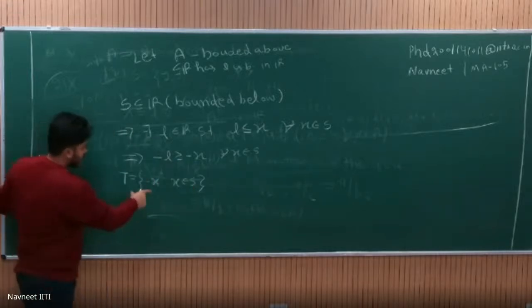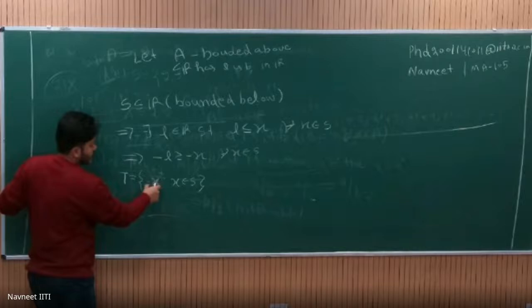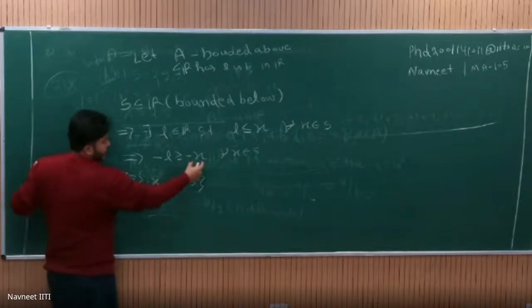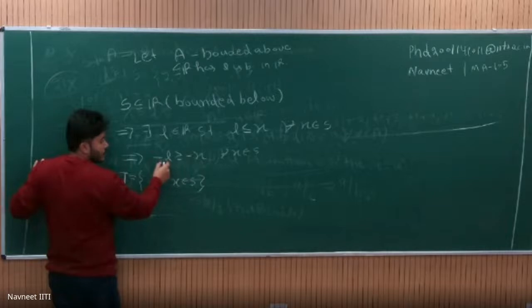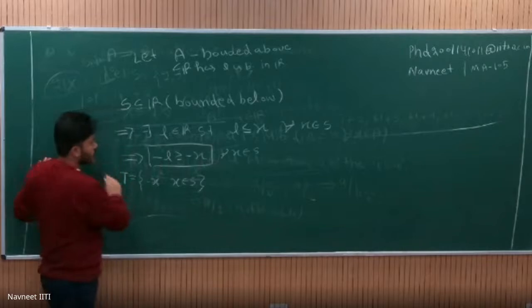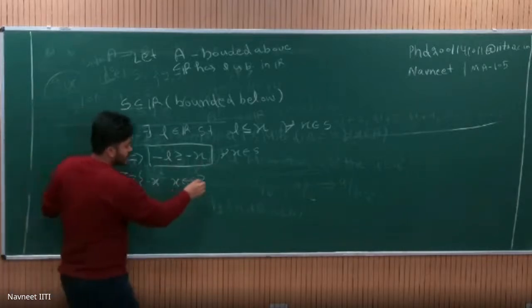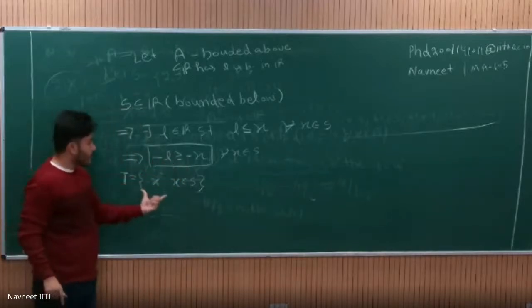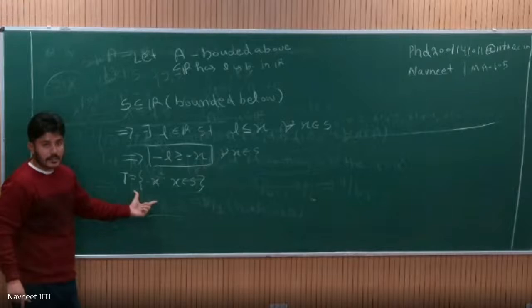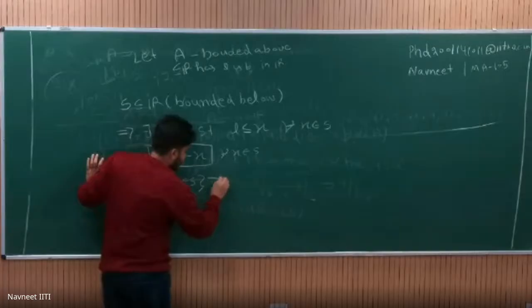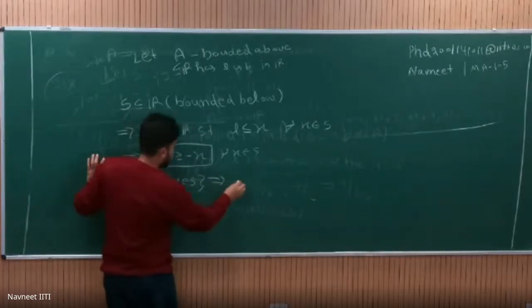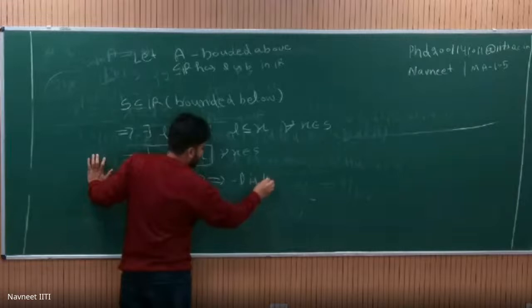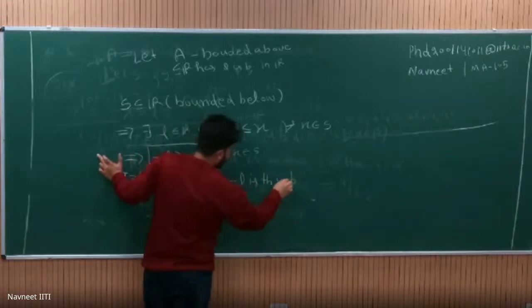Now you see that all the elements in this are of the form minus X, and the elements of the form minus X are less than or equal to minus L. Using this, minus X is going to be less than or equal to minus L. This means minus L is the upper bound for the set T. Understand or not? Yes, sir. This will imply minus L is the upper bound for which set?